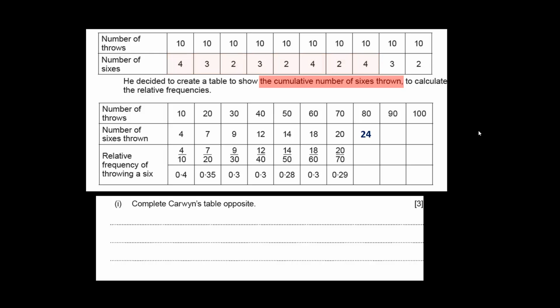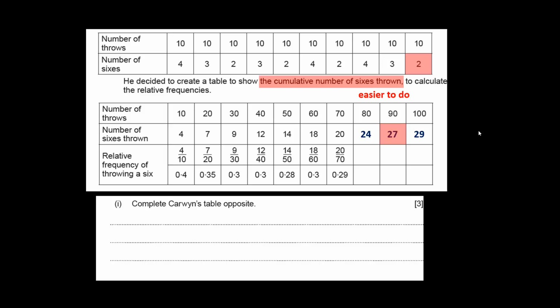It's actually probably a bit easier if we just say, okay, for the next one, there were 3 more and we had 24 up to 80. So the number of sixes must be 24 plus 3, 27. And over the 100 throws, well, between 90 and 100 we did 10 throws and we got 2 sixes. So in other words, 27 plus 2, total of 29 sixes over 100 throws.